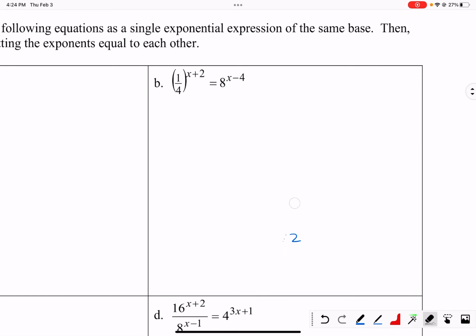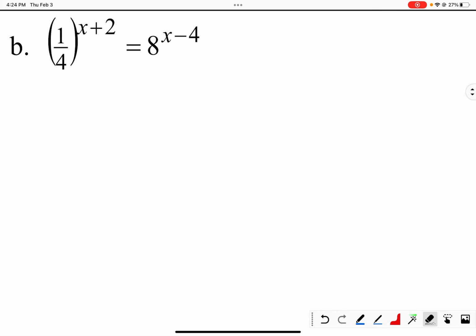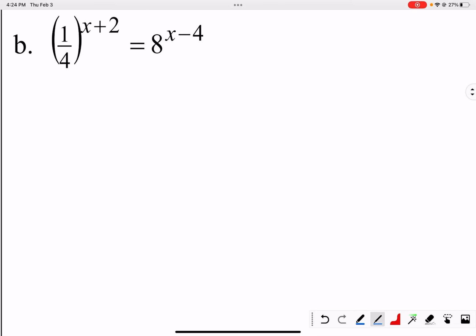This is what the other class was doing. They didn't see it as rewriting bases of 2. They saw it as, well, if this is a base of 1/4, let's convert this into a base of 1/4. Okay, and that's kind of what we were working on, and we ran out of time. But I think it's an interesting idea. Let's see if we can make this work.